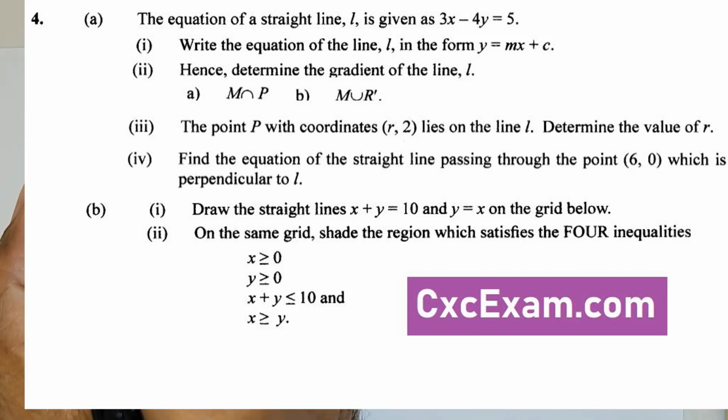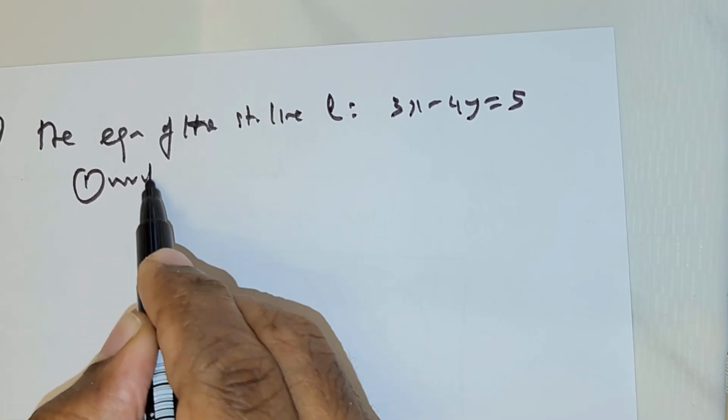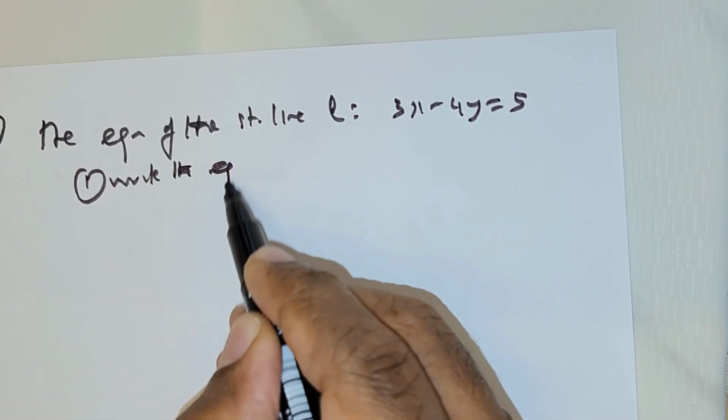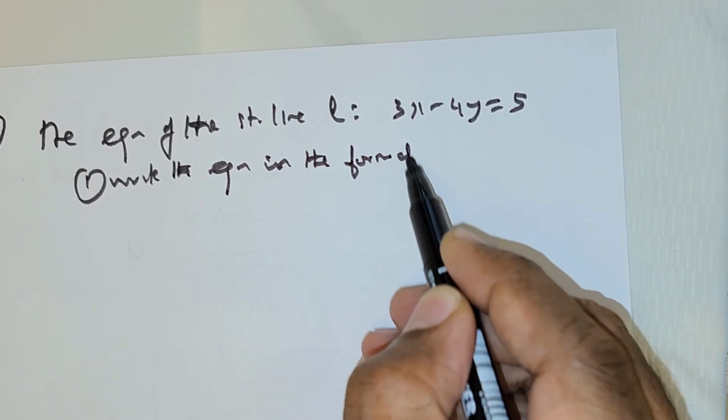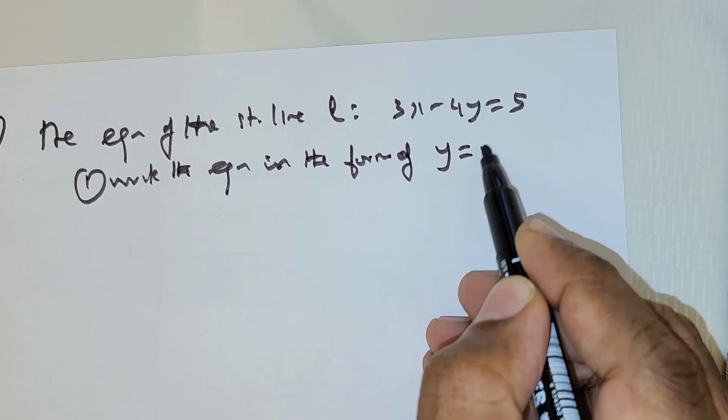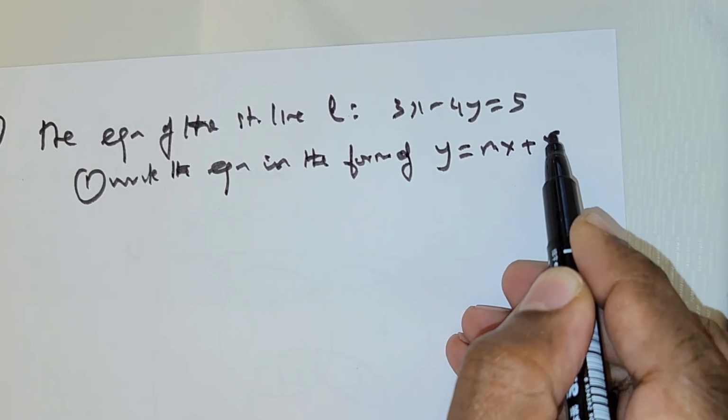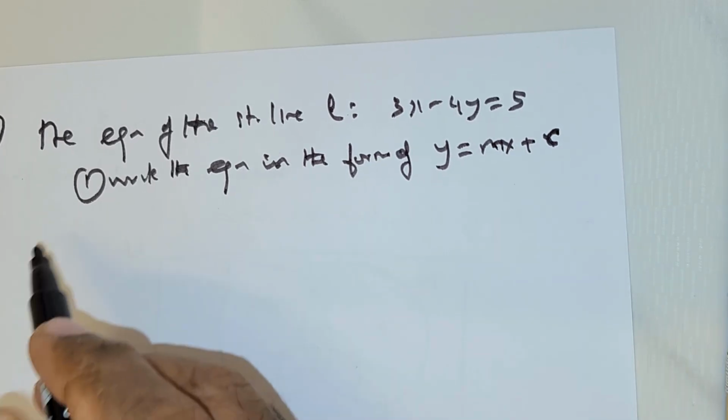This is question number 4. It says that the equation of the straight line is given as 3x - 4y = 5. We are asked to write the equation in the form y = mx + c. So that's the first question.